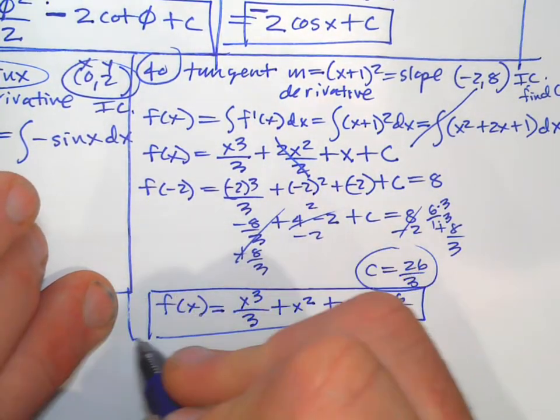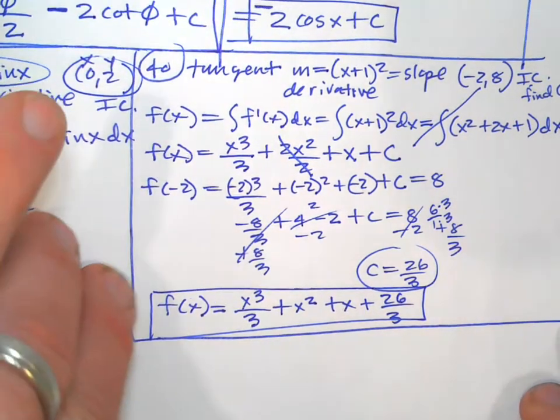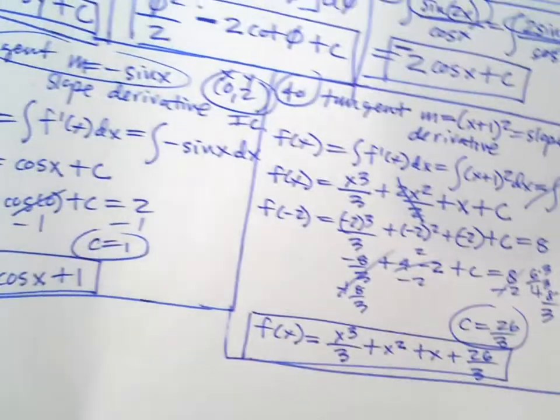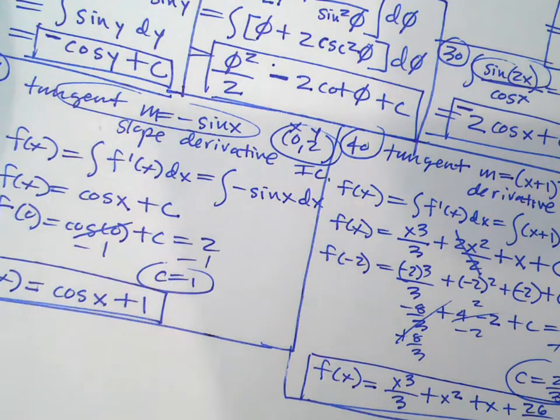So if they give you an initial condition, they give you any value on the curve, you can use that to find the C value. All right, a few more problems.